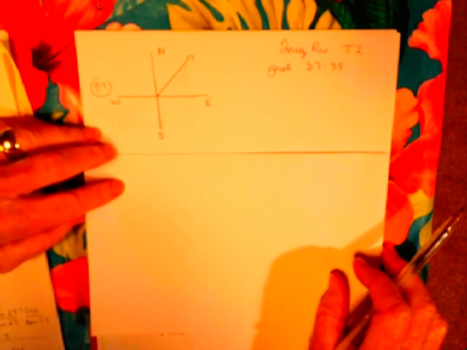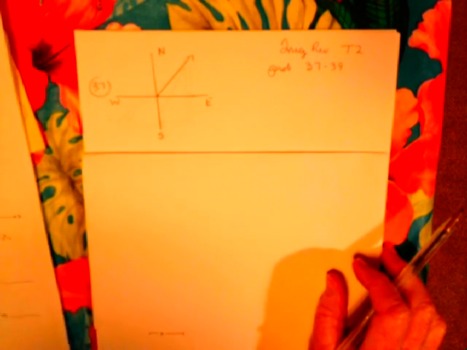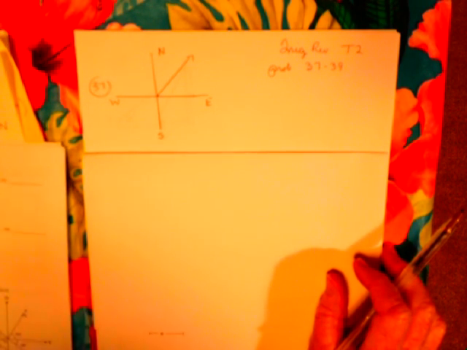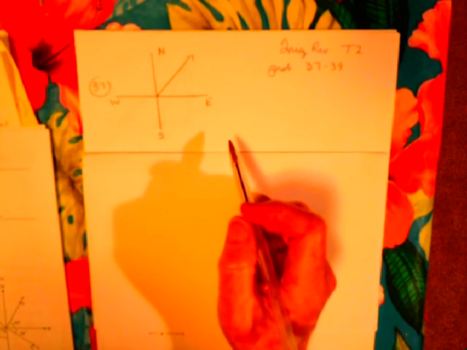We're now working on Trig Review Test 2, problems 37 through 39. 37 says, a boat leaves the entrance of a harbor and travels 58 miles on a bearing of north 32 degrees east. How many miles north and how many miles east from the harbor has the boat traveled?